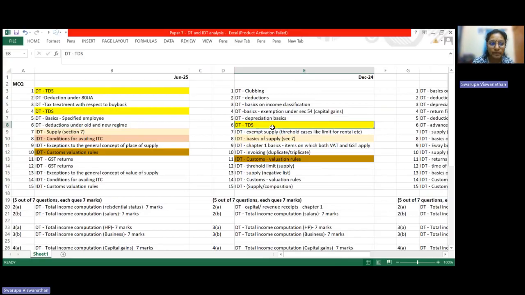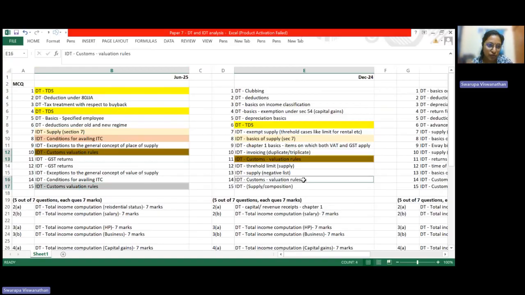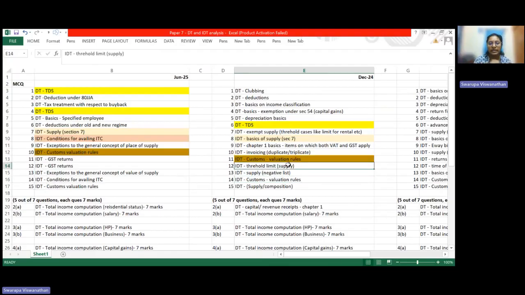So these threshold limits, due dates under TDS, tax rates under TDS, these are the MCQ questions that you can expect under DT. With respect to IDT, again, customs, every attempt, there are 1 to 2 MCQs from the customs valuation rule. So customs is a scoring area under IDT. Then again, in IDT also, you should know the threshold limits for supply. What is the threshold limit for registration? What are the GST returns to be filed? What are the due dates of GST returns?